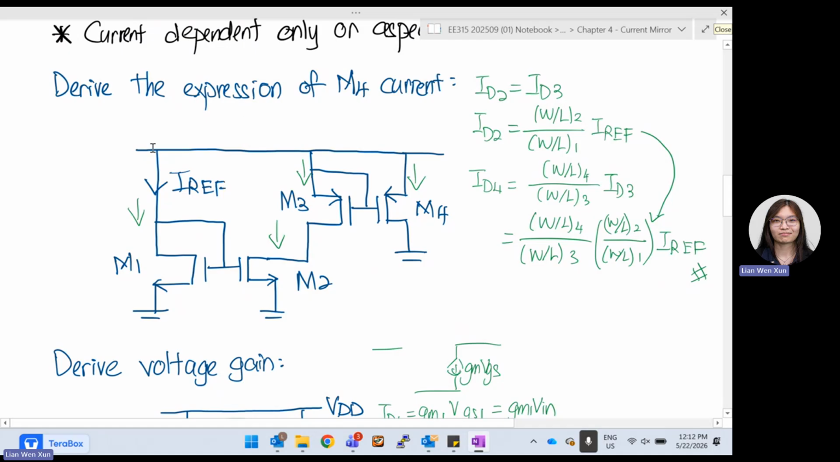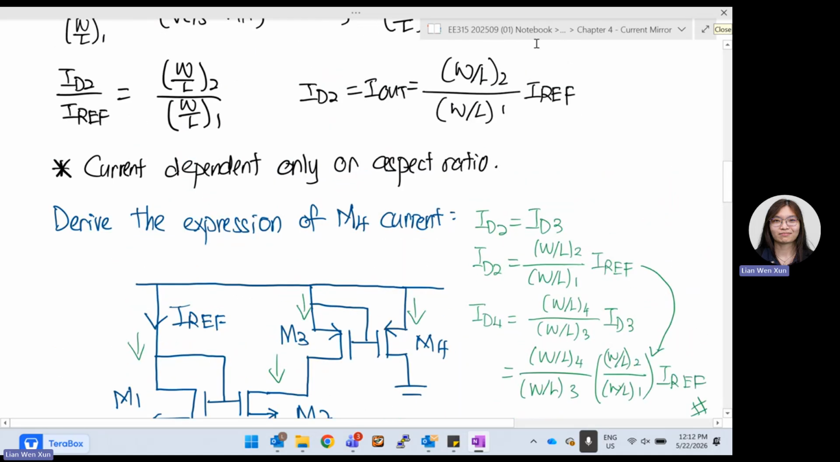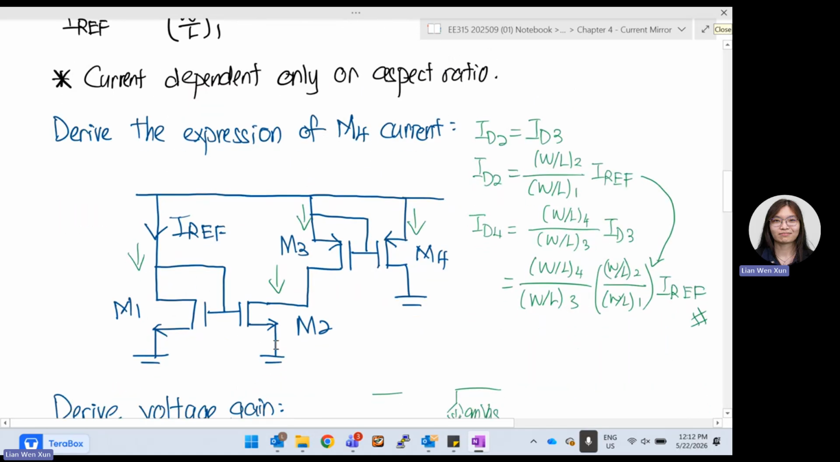So I know that this line is series, so I will have IREF. And M3 is connected all the way down to M2 as well. So ID2 is supposed to be equal to ID3. They have the same current. And then M4 will have its own current. So now we can check one by one what ID2 is. What is the current flowing at M2? Just now we derived already: as long as their gate and source are connected together, it's W over L2 divided by W over L1 times IREF. So W over L2 versus W over L1 times IREF is equal to my ID2.